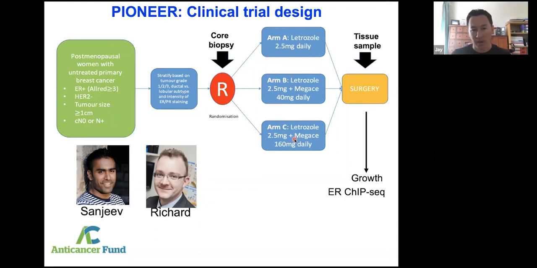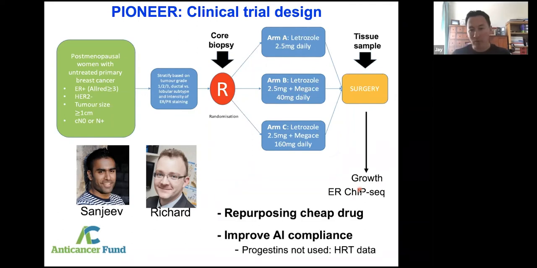160 milligrams also has weight gain problems. Now, lower dose of Megase doesn't have weight gain problems, but we don't know whether it has any anti-tumor activity, and that's really the goal of this trial. Now, the trial is a window of opportunity trial, so we'll be collecting samples pre and post treatment, and we'll be measuring endpoints of proliferation, apoptosis, but we're really interested in understanding what happens to estrogen receptor on the genome. And I've got one slide with some preliminary data.